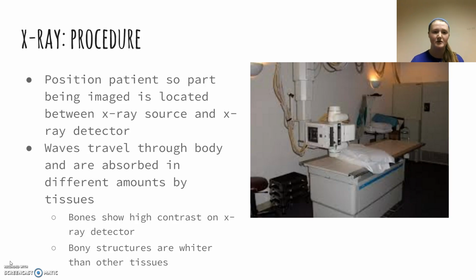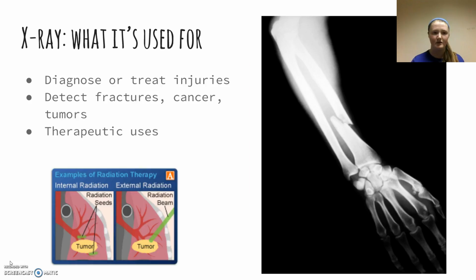So for the procedure, you position the patient so the part being imaged is located between the x-ray source and the x-ray detector. The waves will travel through the body, and they're absorbed in different amounts by the tissues. When they look at it, they can see if there's a break or any kind of abnormality. It can be used to diagnose or treat injuries. It can detect types of fractures, cancer, and tumors, just to name a few things, and it also has therapeutic uses.